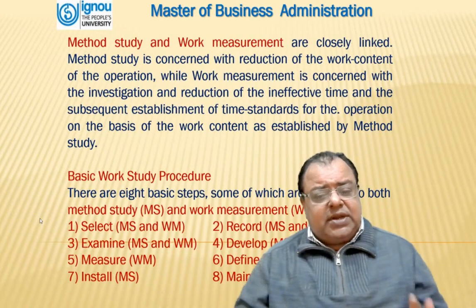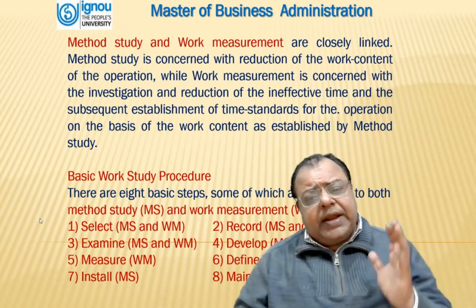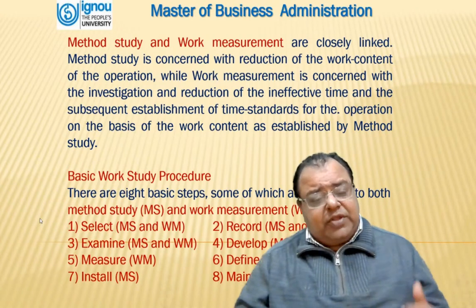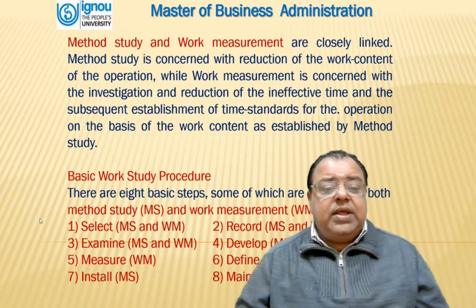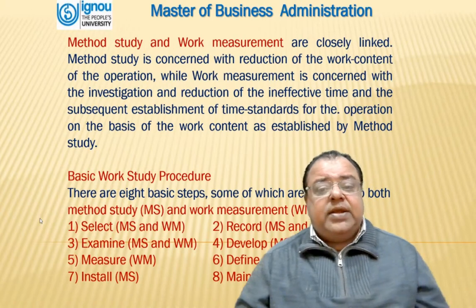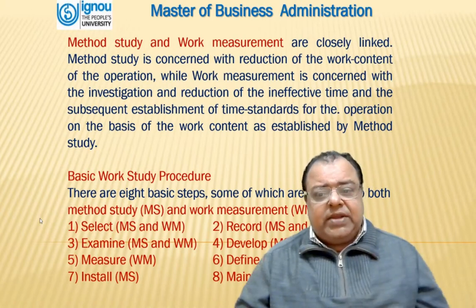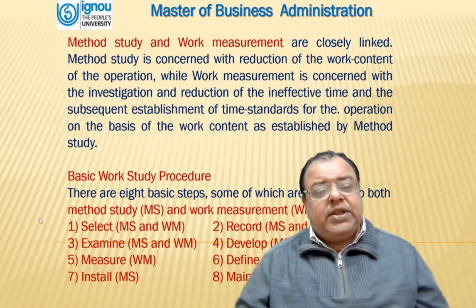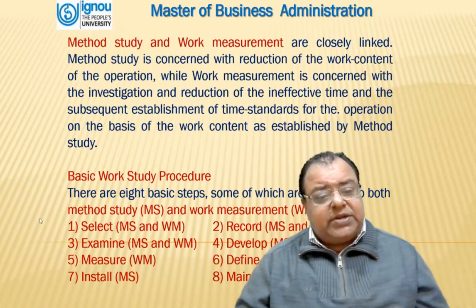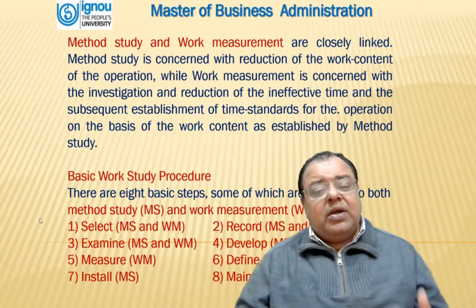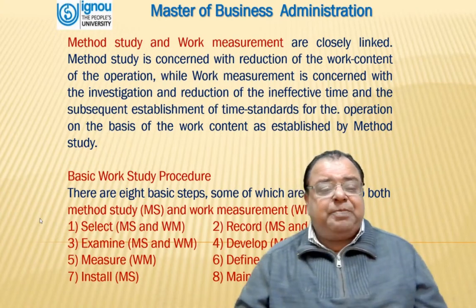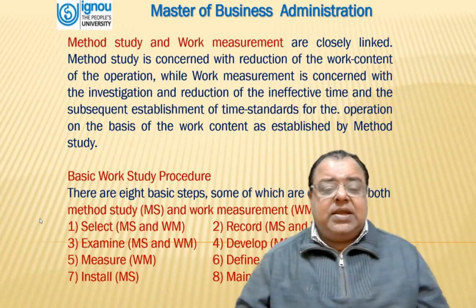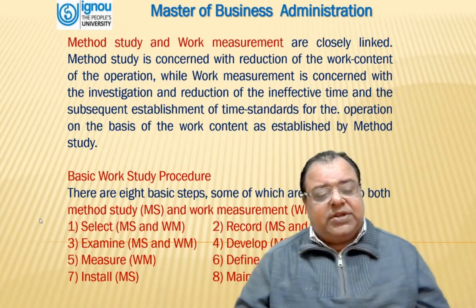Method study is concerned with reduction of the work content of the operation, while work measurement is concerned with the investigation and reduction of the ineffective time and the subsequent establishment of time standards for the operation on the basis of work content as established by method study. Now, what are the basic work study procedures?